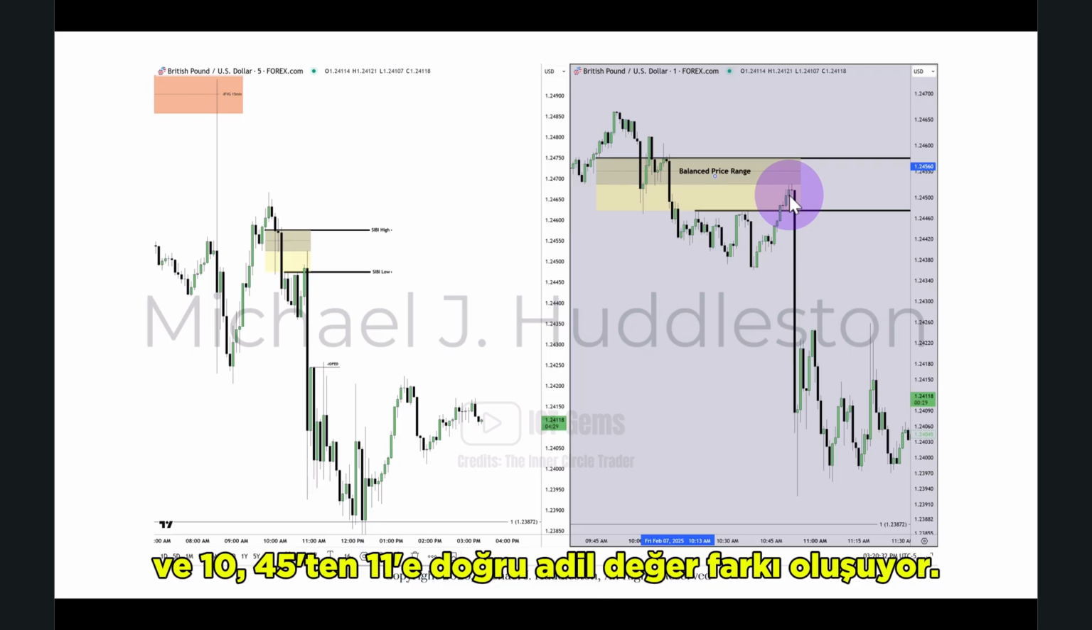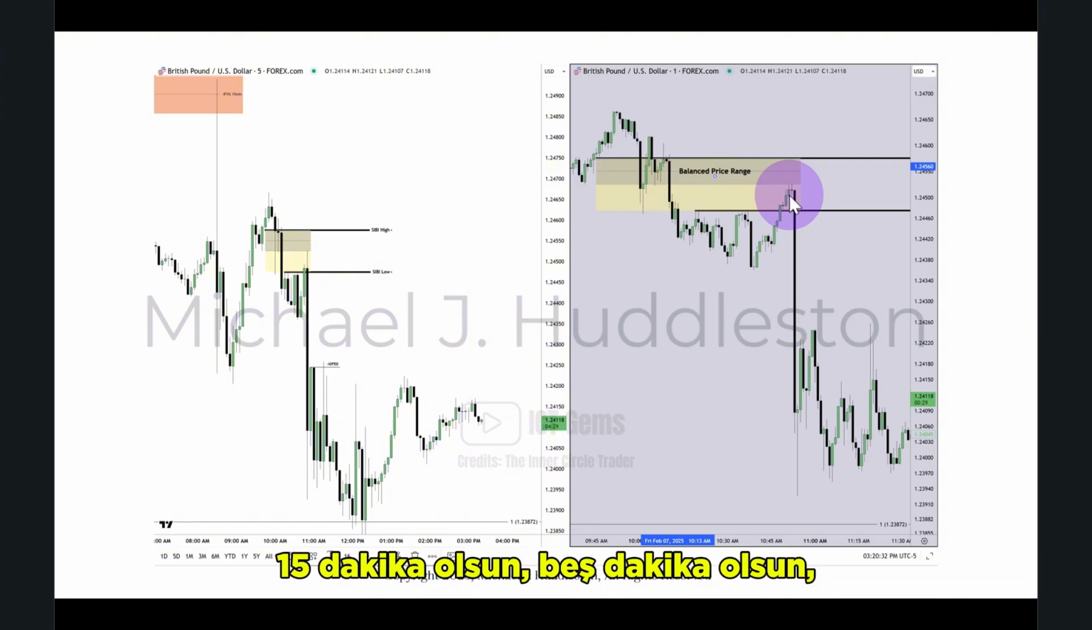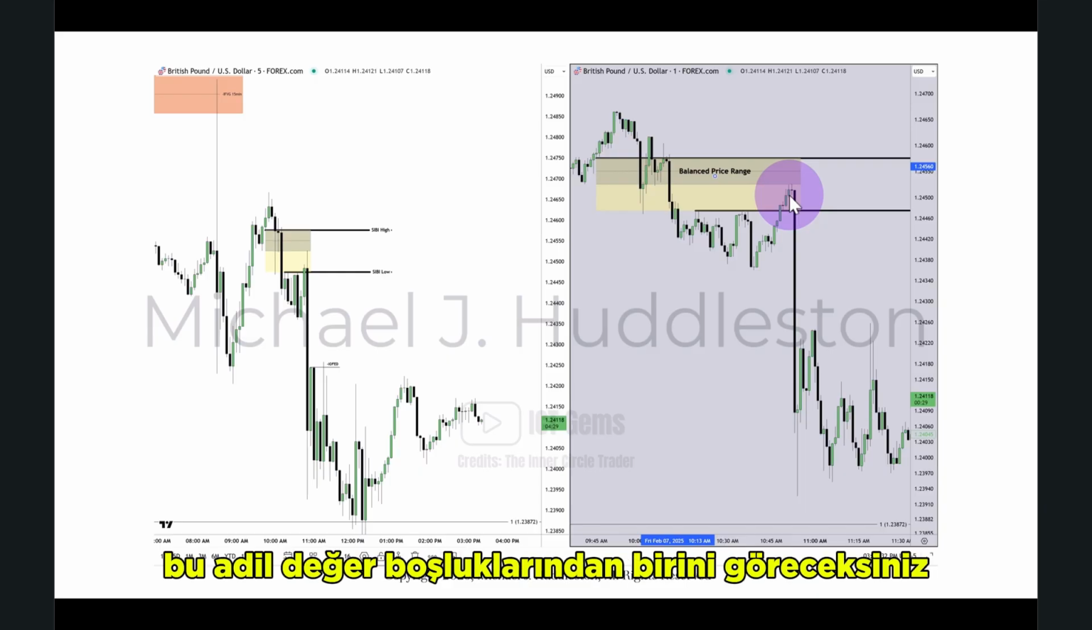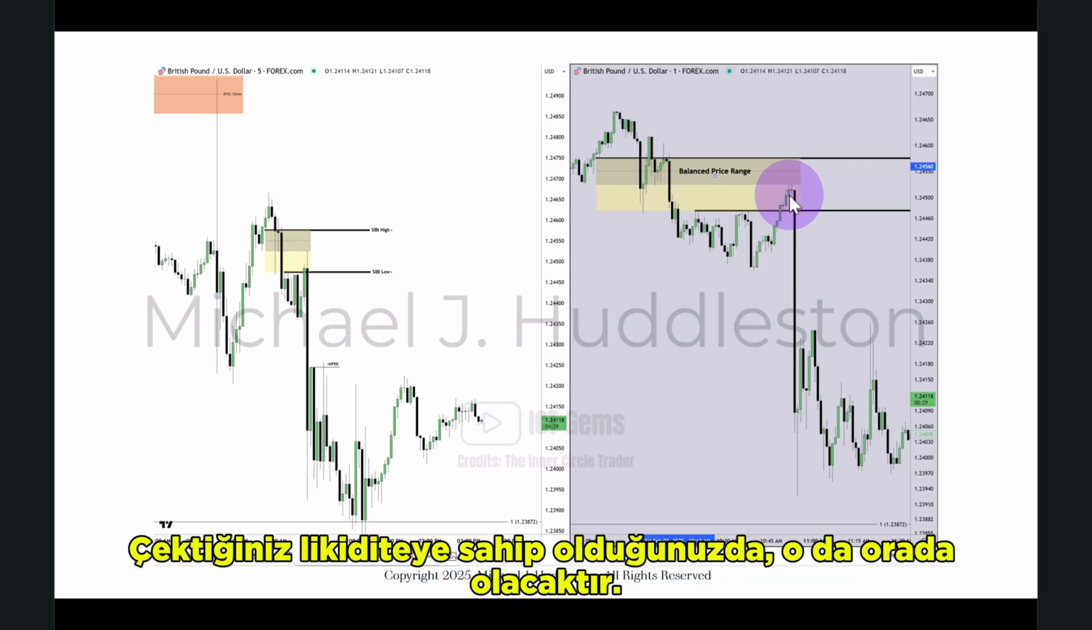And 10:45 to 11 o'clock, there's a fair value gap forming. On whatever time frame that you see that form, whether it be the 15-minute or the 5-minute, either one of those, you're going to see one of these fair value gaps form every single 15-minute time frame. When you have the draw on liquidity, it will be there.